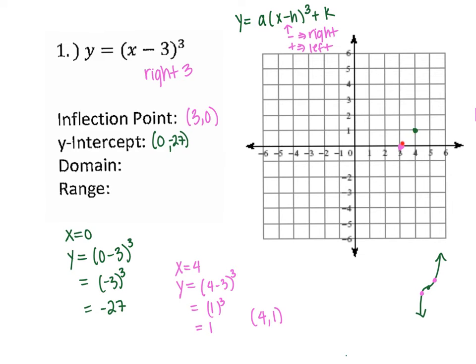So let's take a look at this inflection point here and the point that we just plotted. So it looks like it went up one and over one, right? So up one and to the right one. So we have to go opposite to plot our third point. So we have to go down one and over to the left and then plot our new point there. So I'm going to grab my marker again. Plot that. And now I have 3 points.